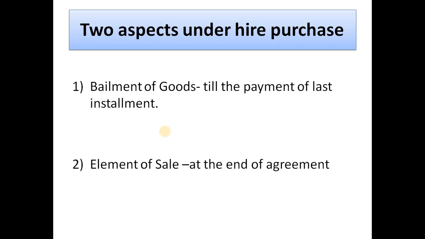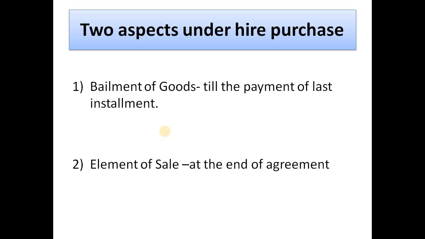Now the bailment of goods suggests that till the payment of the last installment, the hire purchase buyer is going to take care of those goods. Though he is not the owner of the goods, still he is going to take care of them as if those goods belong to him only. So he has a responsibility for those goods. At the end of the agreement there is an element of sale, as per the wish or the requirement of the buyer. If he likes the goods, definitely he is going to buy those goods, or he can return those goods. That option is also available.